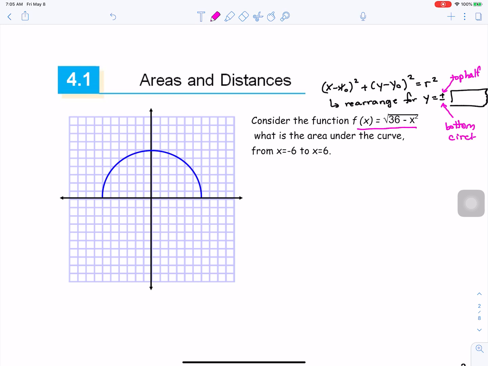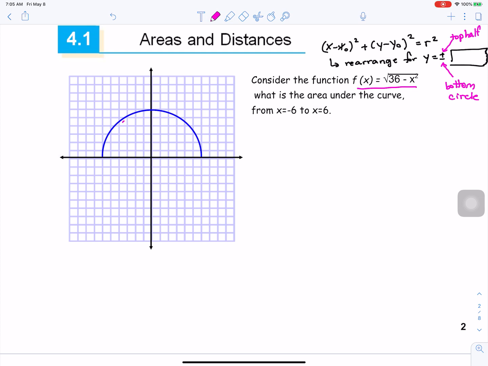So sometimes they'll give you a top half and sometimes they'll give you a bottom half. We're interested in the area under the curve for just the top half of the circle. So I'm going to write that using an integral: the integral from -6 to 6 of the square root of 36 minus x squared dx. Now this function is not one that you're going to learn how to integrate in high school. This is going to be in your second calculus course. You'll learn how to do that in Calc 2.